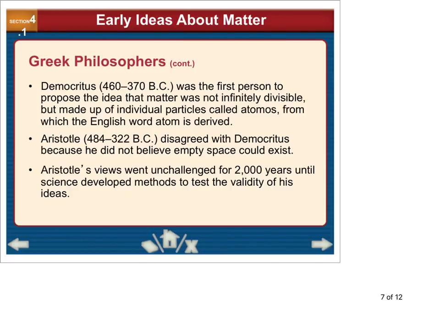Democritus was the first person to propose that matter was not infinitely divisible, but made up of little particles. He called it tomos, which is where we get the English word atom. Aristotle didn't think that was right. He didn't believe empty space could exist. Aristotle's view went unchallenged for 2,000 years until scientific methods were developed to prove what was going on.